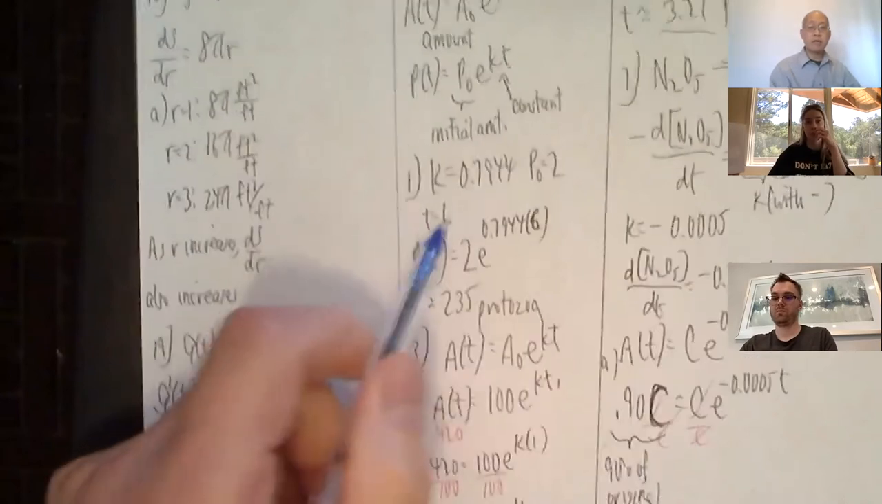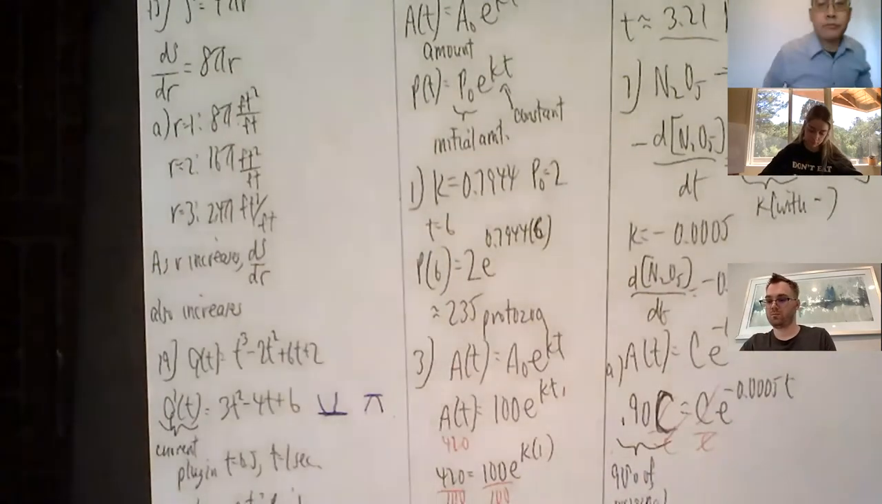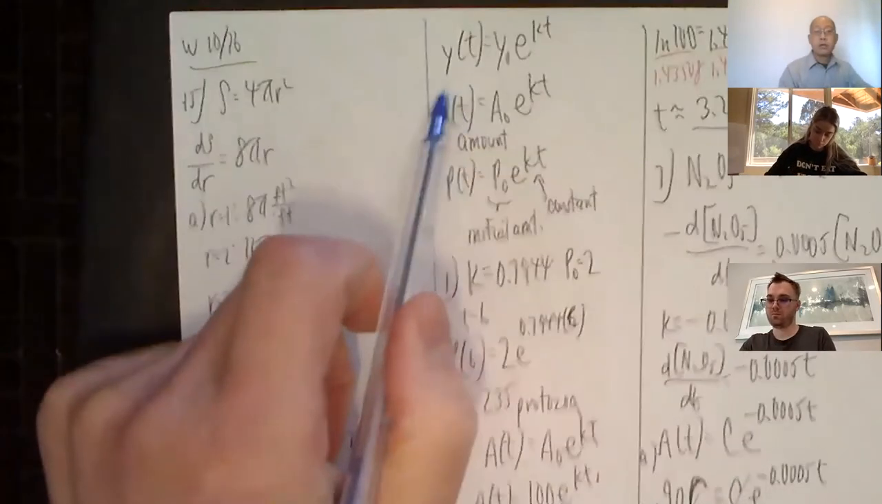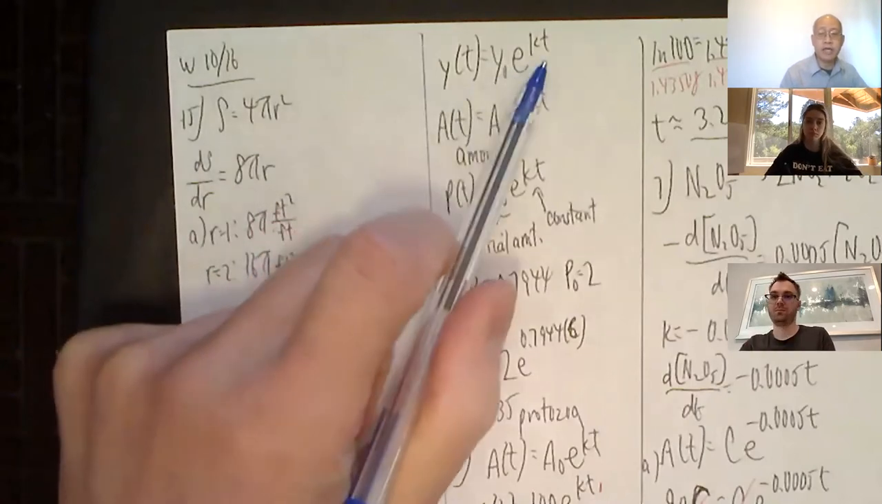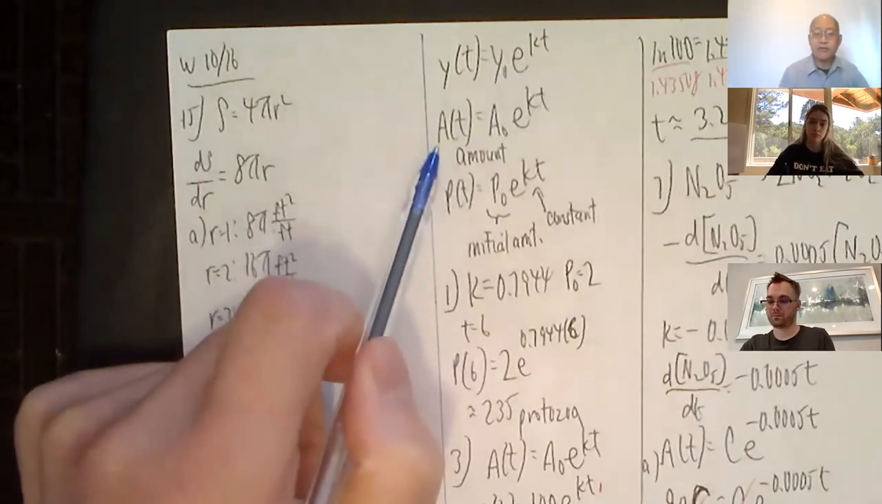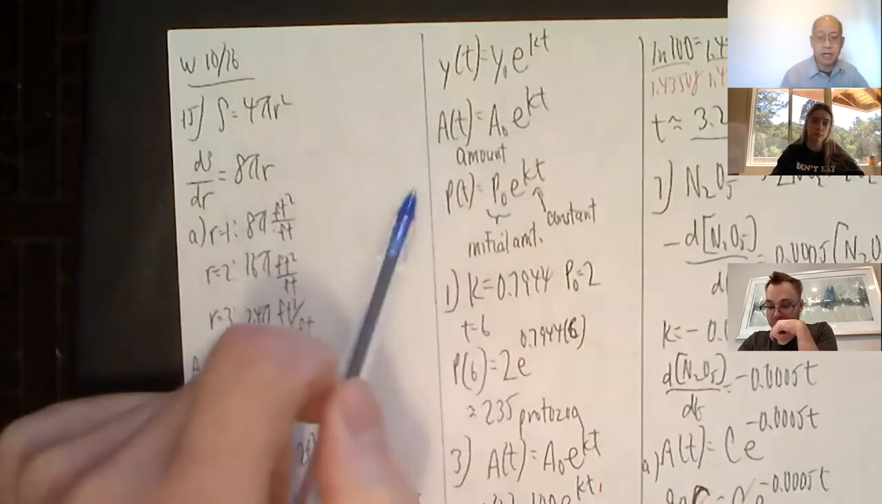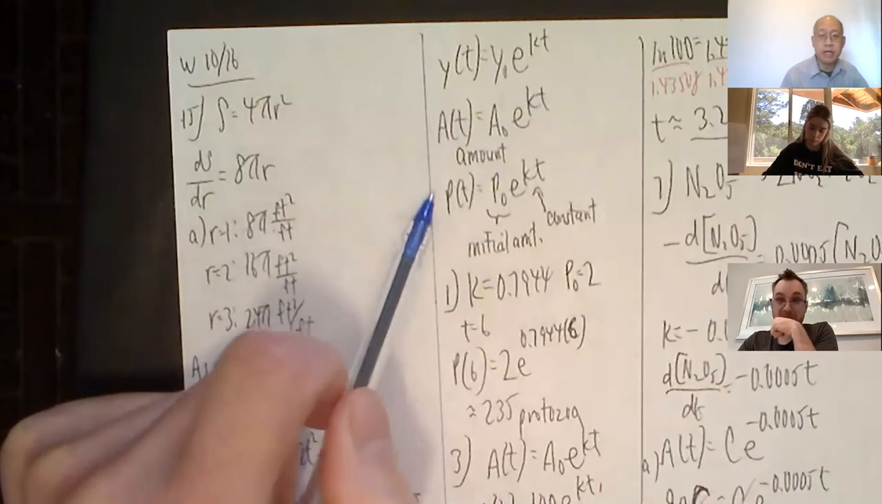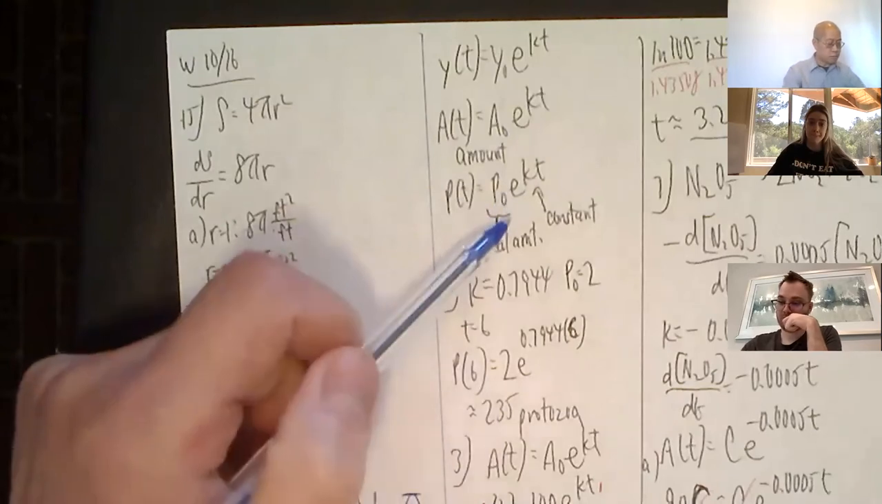Okay, so problem number one. Here are the key items. The constant they did tell me was 0.7944. So all of these are the same. y of t equals y0 e to the kt. Sometimes you see A for amount: A of t is A0 e to the kt. It's the same thing. P, maybe P is population: P of t is P0 e to the kt. It's all the same thing.